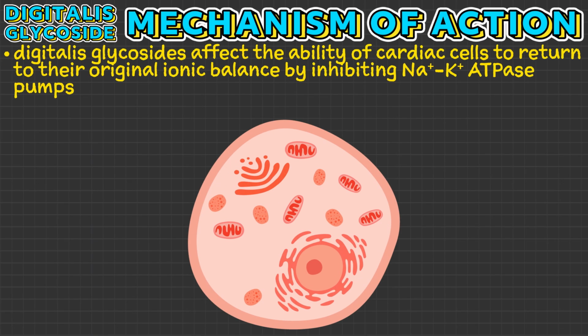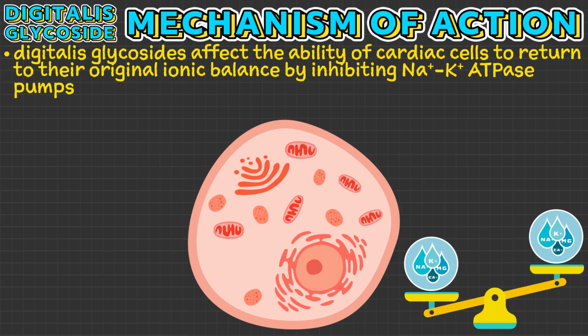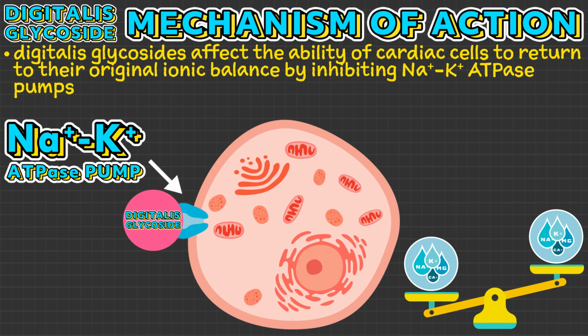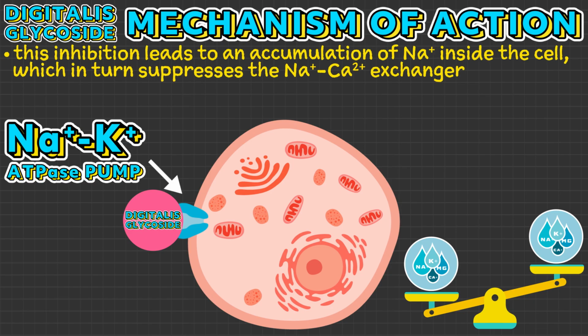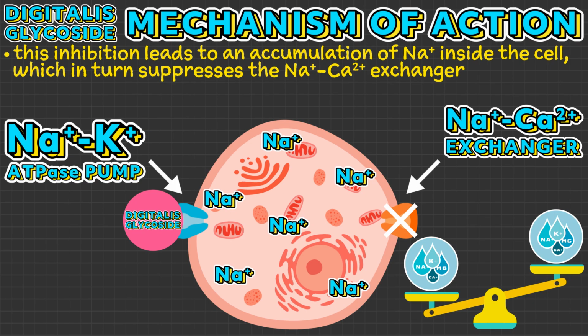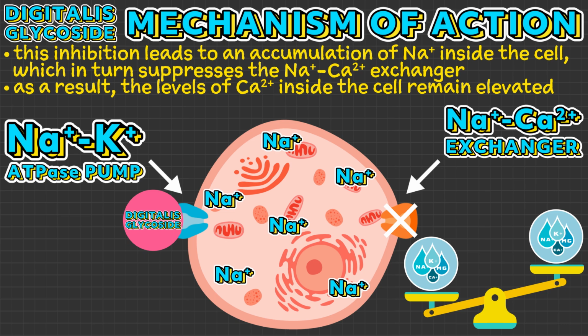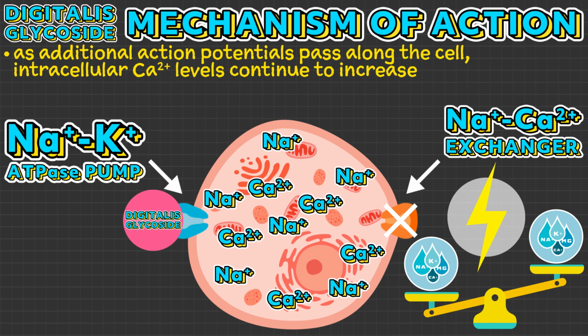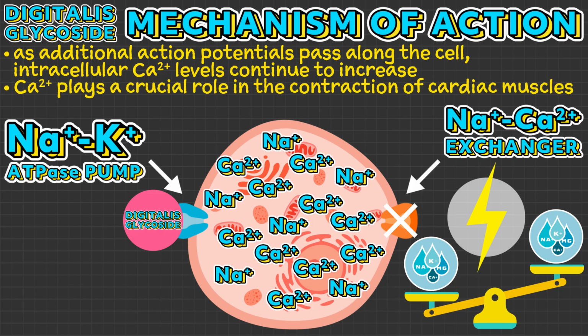Digitalis glycosides affect the ability of cardiac cells to return to their original ionic balance by inhibiting sodium-potassium ATPase pumps. This inhibition leads to an accumulation of sodium inside the cell, which in turn suppresses the sodium-calcium exchanger. As a result, the levels of calcium inside the cell remain elevated. As additional action potentials pass along the cell, intracellular calcium levels continue to increase. As mentioned earlier, calcium plays a crucial role in the contraction of cardiac muscles.